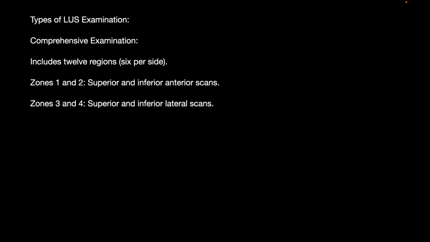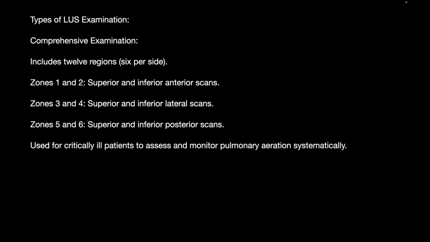So we'll first discuss the comprehensive one, which includes the 12 regions, that is the 6 per side examination: 2 zones in the anterior, 2 zones in the lateral, and 2 zones, that is superior and inferior, in the posterior. Now this is used for critically ill patients to assess and monitor the aeration systematically. Once you have found that the patient has some kind of lung pathology, you can do this serially to see deterioration or improvement. There are studies which have shown that you can actually find out whether the VAP is improving or going bad.